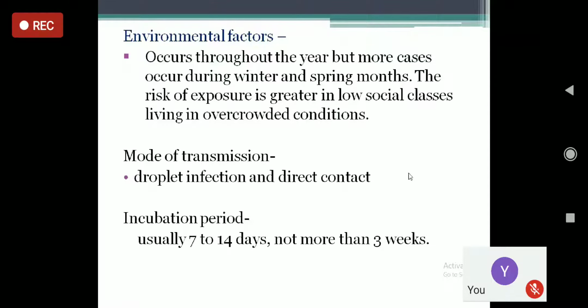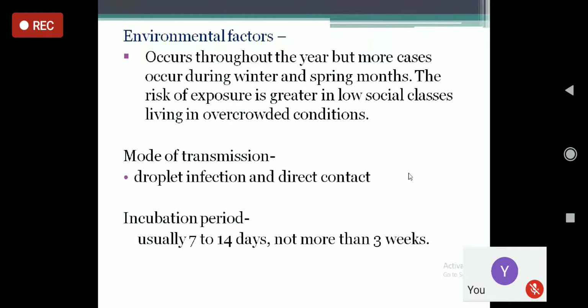So this disease occurs throughout the year, but more cases occur during winter and spring months. And the risk of exposure is greater in low social classes living in overcrowded conditions. Maybe because they have low nutrition, they are malnourished, and the environmental condition is not so good. So their immunity state is also very poor. That's why. And mode of transmission is droplet infection and direct contact. And incubation period is 7 to 14 days.